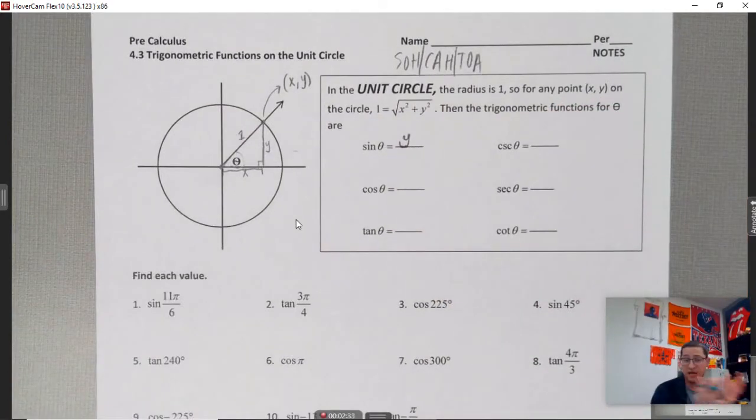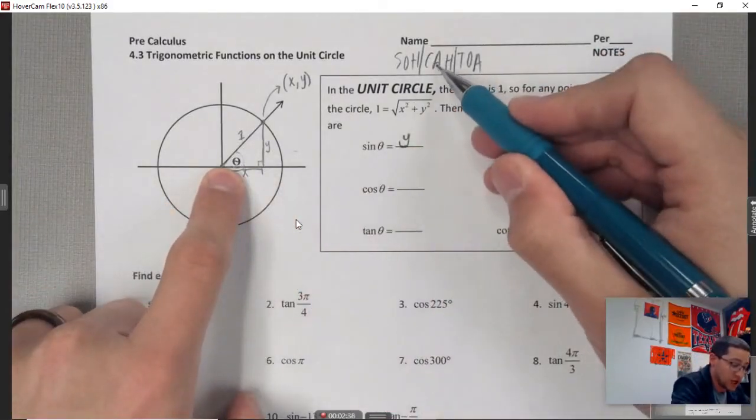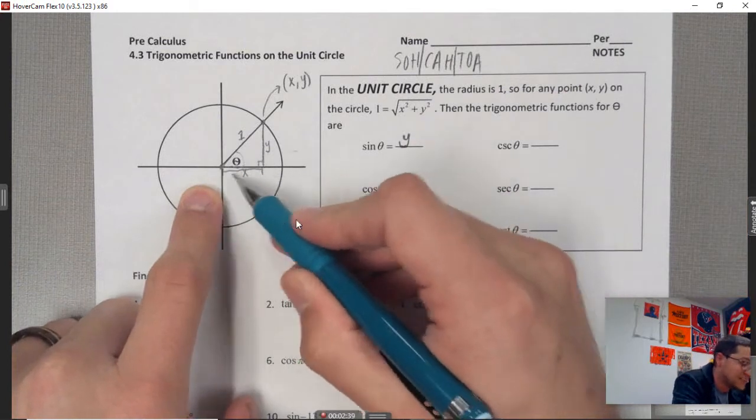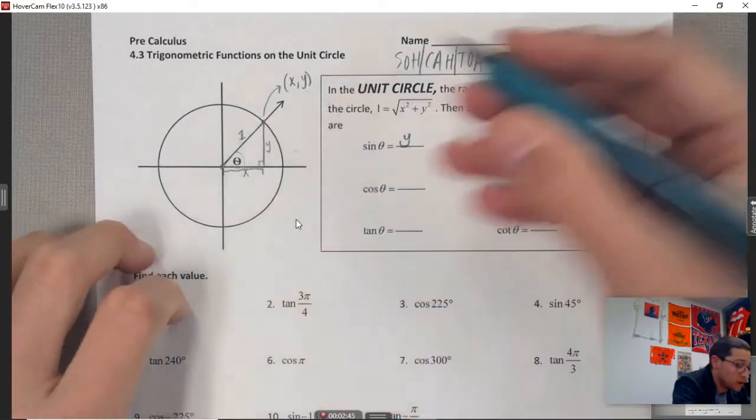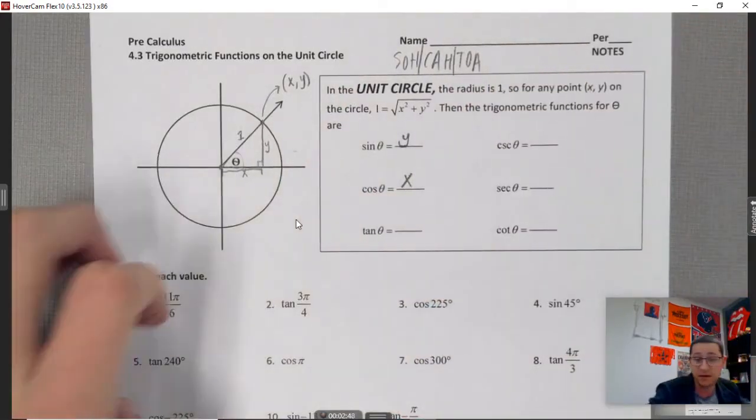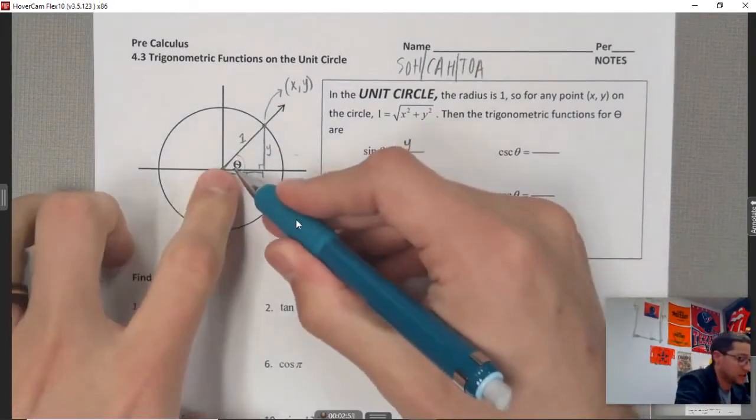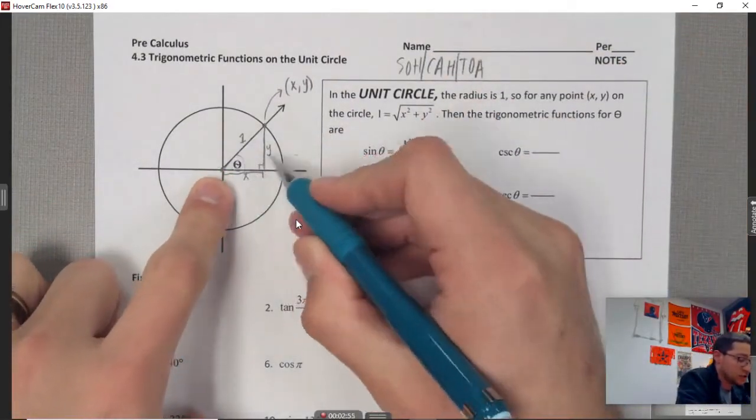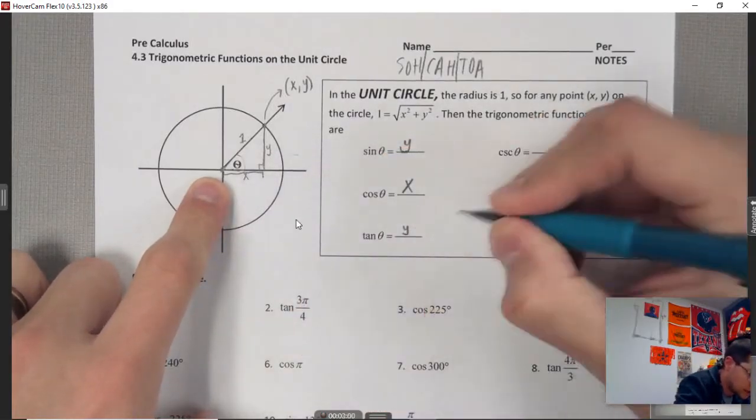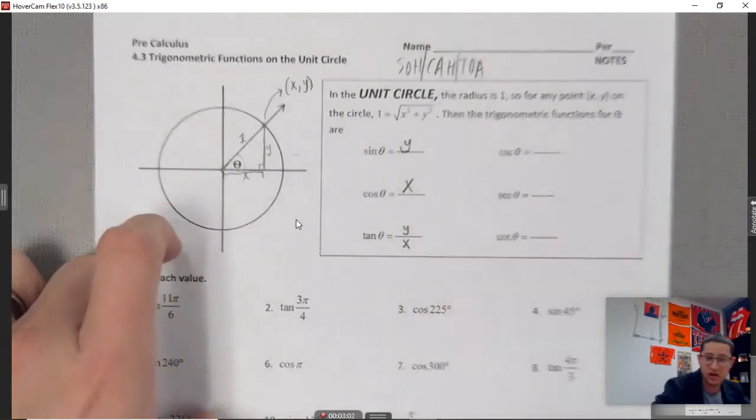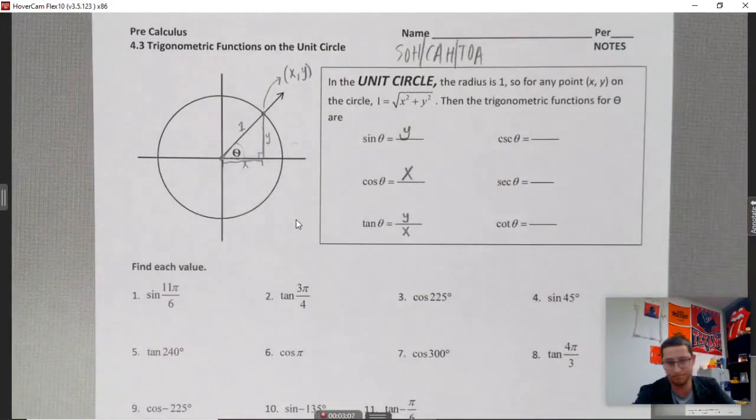We'll do the same thing with cosine. Cosine of theta is equal to the adjacent over the hypotenuse. Well, the adjacent side happens to be x. So it's just x over that hypotenuse side, which is just 1. So it ends up just being x. And then tangent is a little bit different. Tangent is just the opposite over the adjacent, so it's y over x. We'll use that line as your fraction. So y over x.